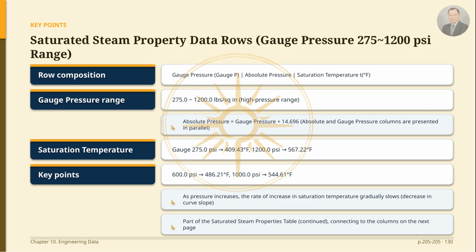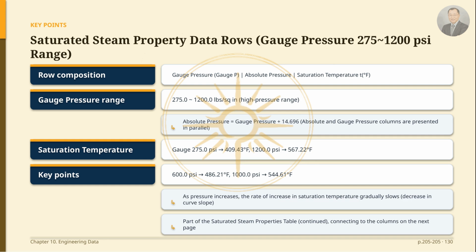Each row consists of gauge pressure, absolute pressure, and saturation temperature, with temperature in degrees Fahrenheit. This covers a relatively high pressure range, from 275.0 to 1200.0 psi gauge. Adding the atmospheric pressure of 14.696 to the gauge pressure gives the absolute pressure.